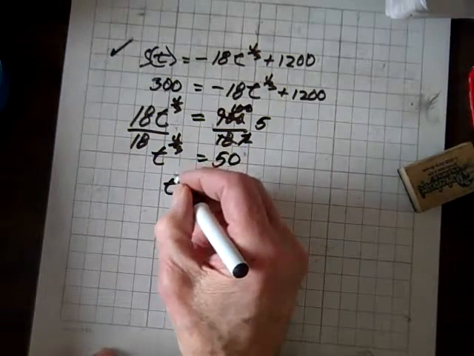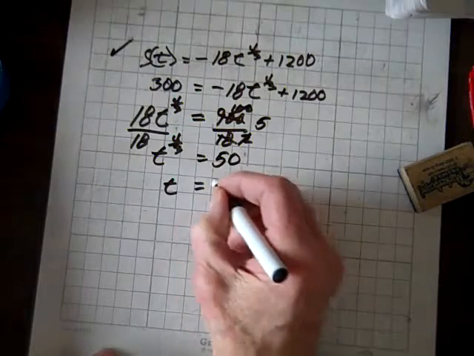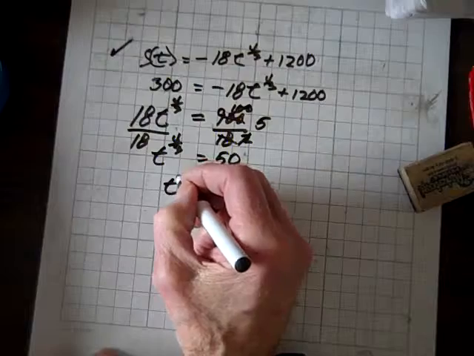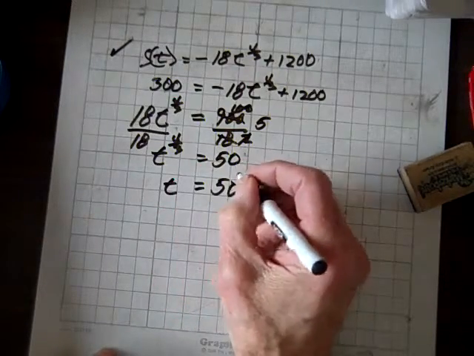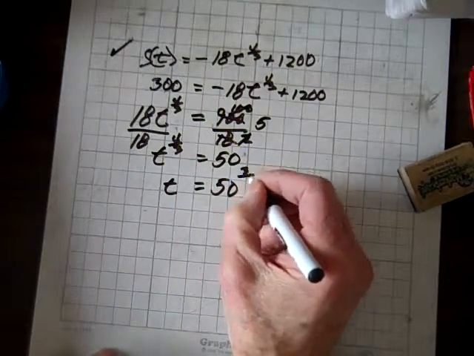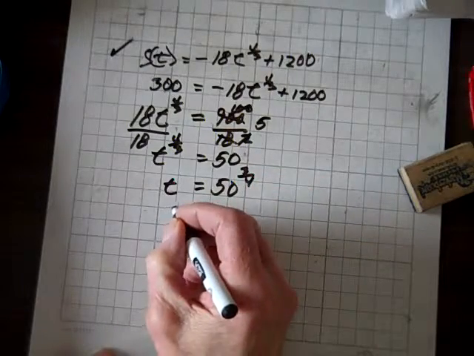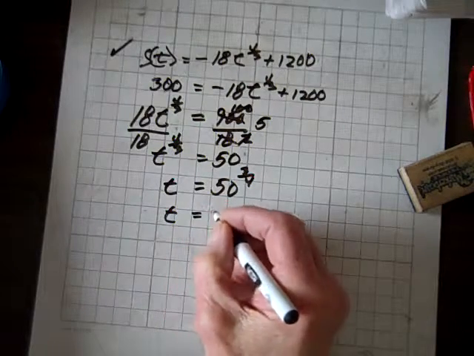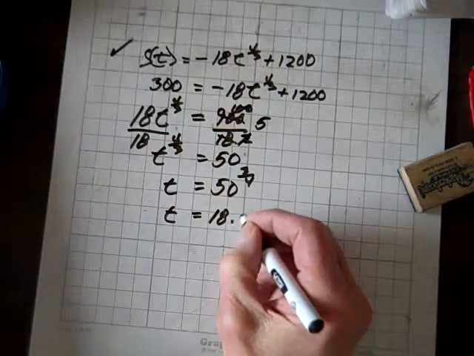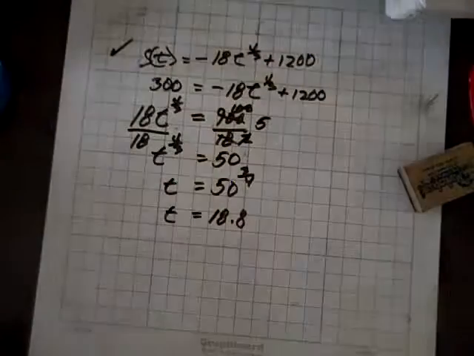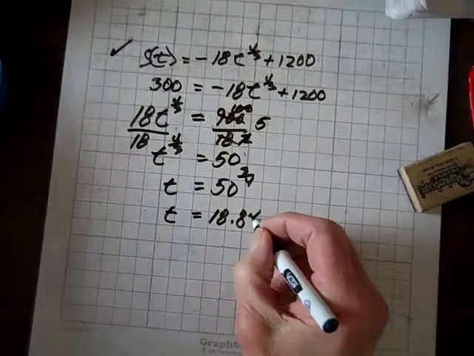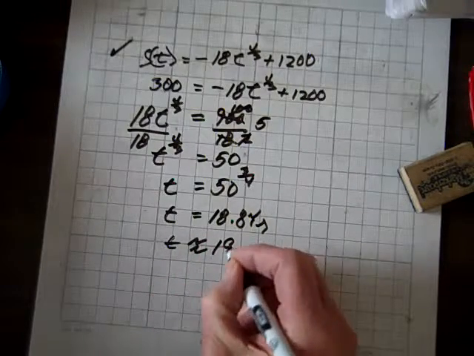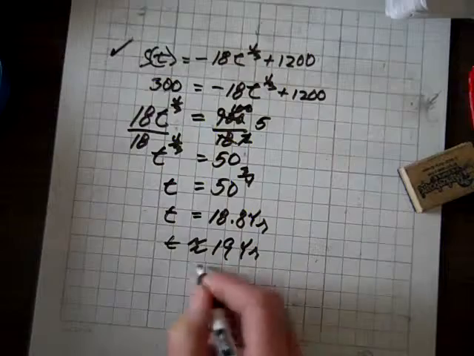Solving for t, we'll raise both sides to the 3/4 power. And multiplying 4/3 times 3/4, we get 1, and the 1 is understood. And here we have 50 to the 3/4. And when we evaluate that, we get 18.8 months, and we'll round that up to approximately 19 months. And good, we've got it.